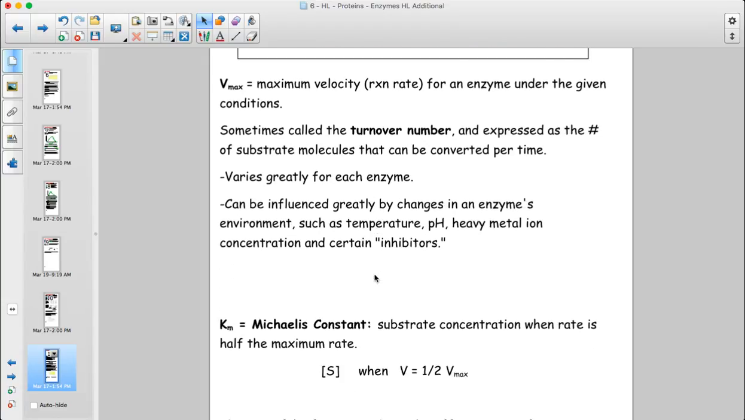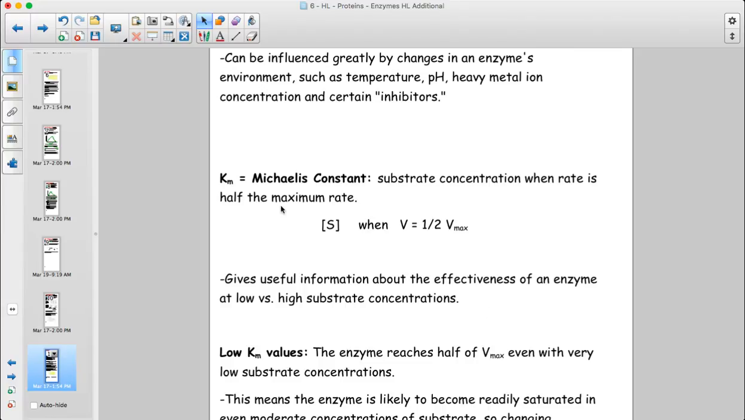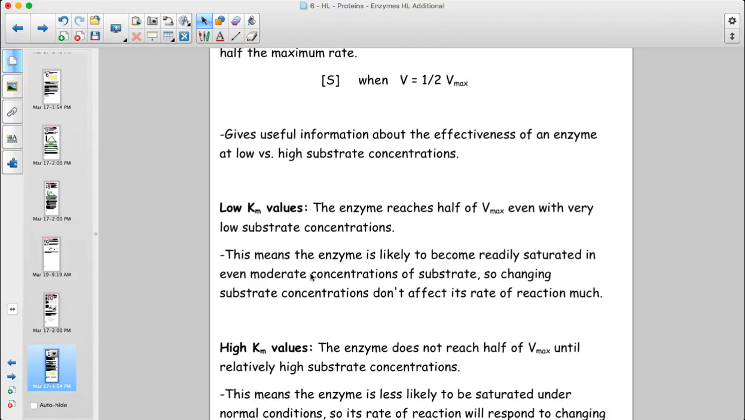It can vary a great deal for different enzymes, and it's greatly influenced by things like temperature and pH, for example. Now, this other value, the Km, or the Michaelis constant, is the substrate concentration when the rate is half of Vmax, or half that maximum rate. So it's the substrate concentration when whatever the rate is equals half of the Vmax. And this Km constant, it's pretty cool. It gives you useful information about the effectiveness of an enzyme at low versus high substrate concentrations.